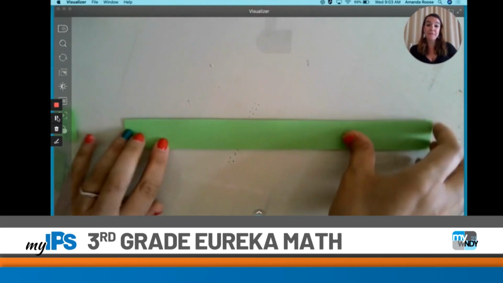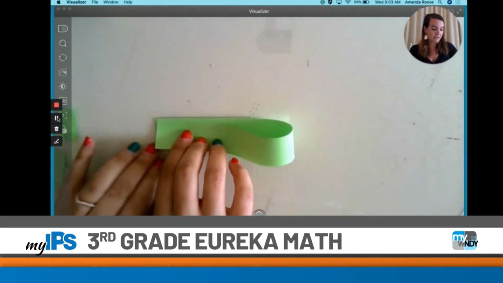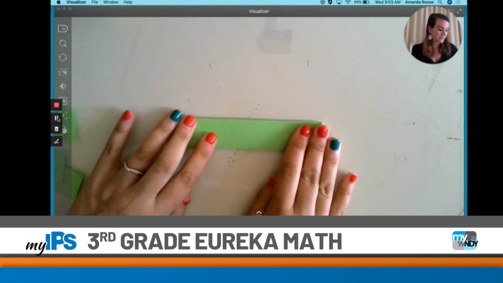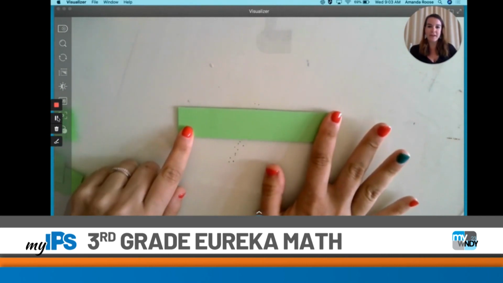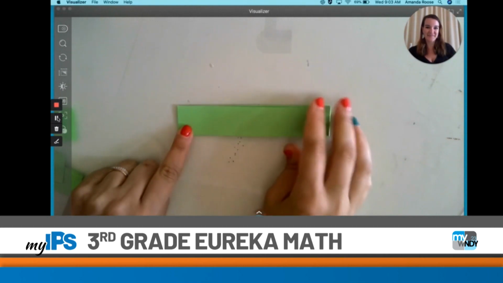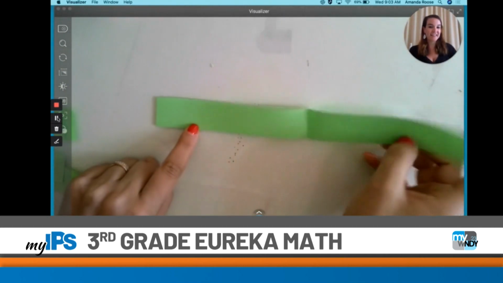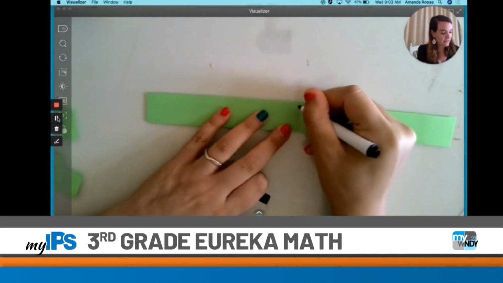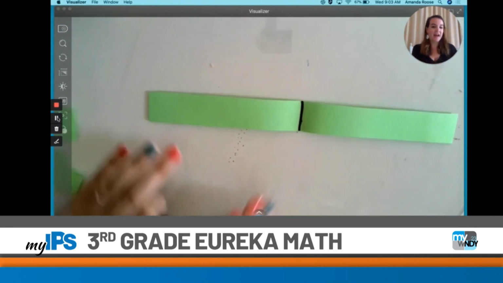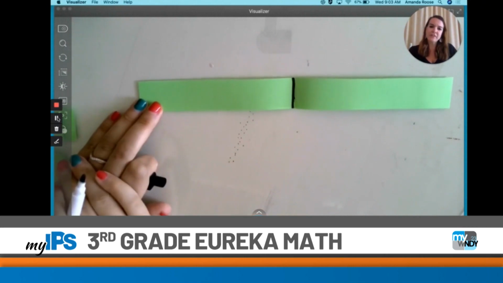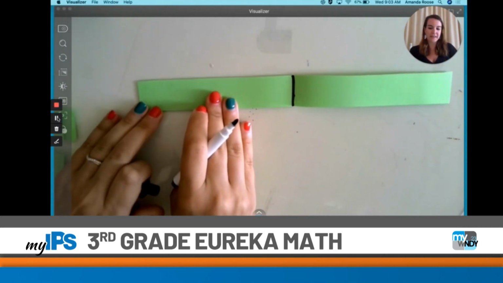I'm going to ask you to fold this strip like this. And before we open it up, I want you to think, how many equal parts did I just make? Go ahead and say it. Let's see if you're right. I see 2 equal parts. What fraction of the whole is one of our equal parts?